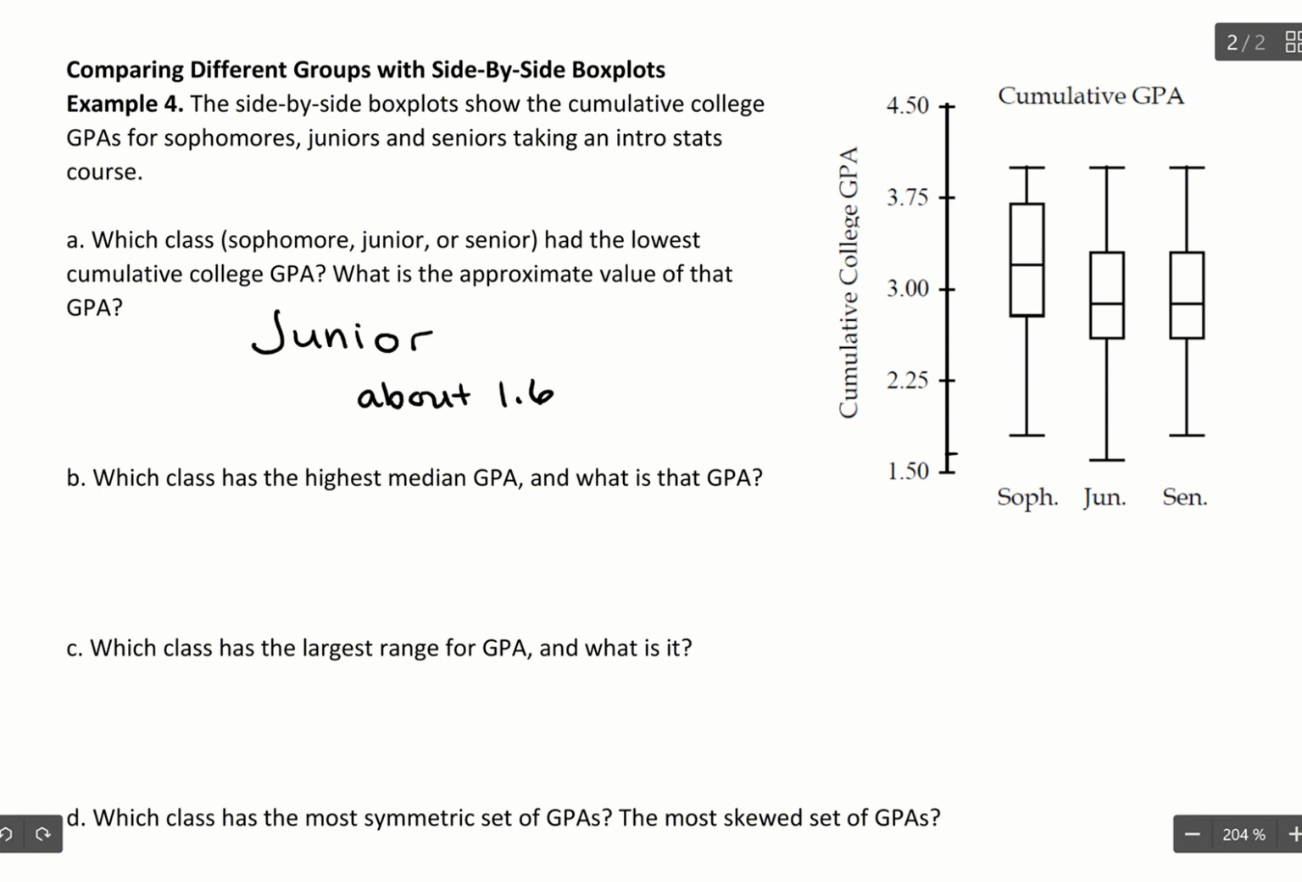And then approximating that GPA, let's say about 1.6, just as an estimation of where we're landing on that number line. Which class had the highest median, and what is that GPA? So for the median, we're looking at this middle line for each of the boxes, and we want to see which one is highest. So which one's highest on the number line, and that's happening with sophomores. It looks like they're up at about 3.2 or 3.3, and then the others are a little below 3. So that's going to be sophomores at about 3.2, just as an approximate of where we're landing on that number line there.